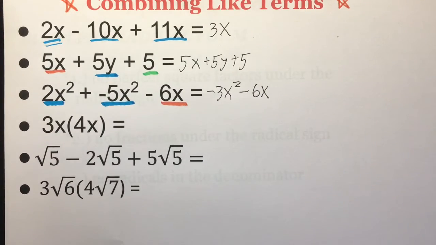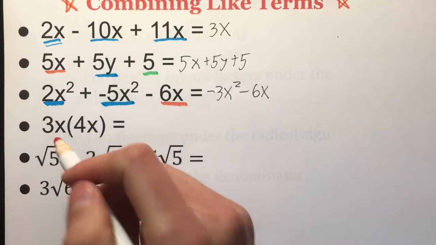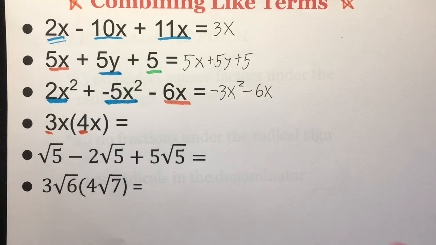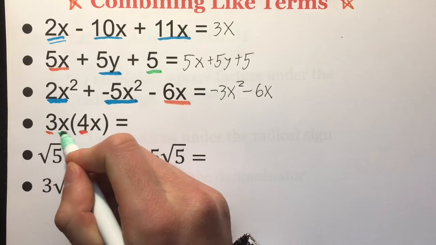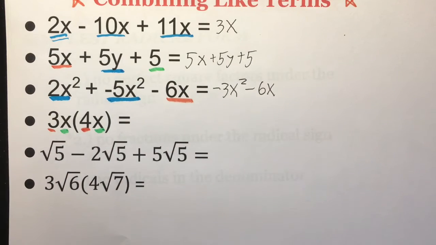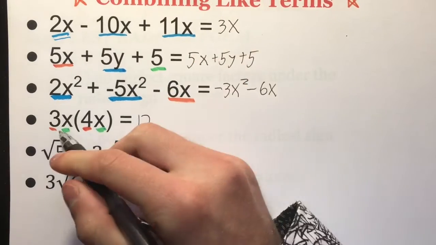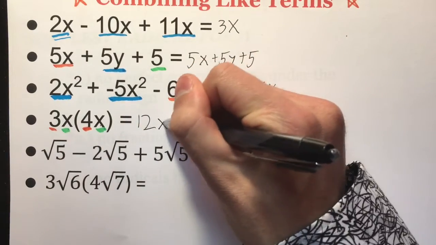All right, we have 3x times 4x. Well, 3 and 4, those are integers, so we're going to multiply those together. Whereas x and x, those are the same variables, so we're just going to multiply those. So 3 times 4 is going to give us 12. x times x is going to equal x squared.